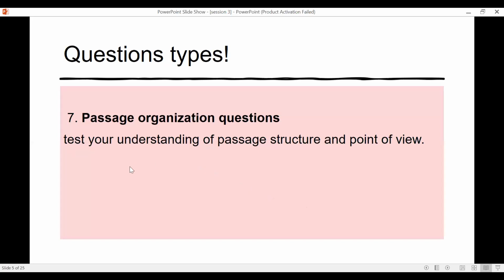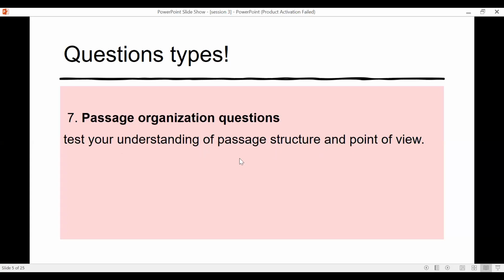The 7th type of the questions, the passage organization questions. Personally, I include this type with the big picture questions. I do not classify it individually or separately. I place it within the big picture questions, but Miss Erica likes to have it as a separate type. So these questions test your understanding of passage structure and point of view.